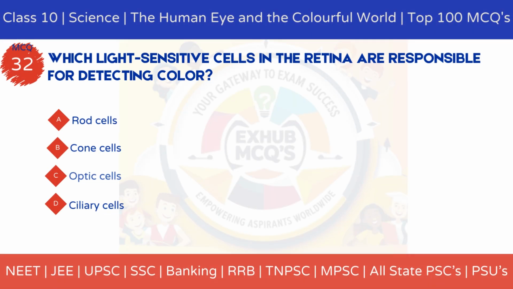MCQ 32. Which light-sensitive cells in the retina are responsible for detecting color? Option A, rod cells. Option B, cone cells. Option C, optic cells. Option D, ciliary cells.